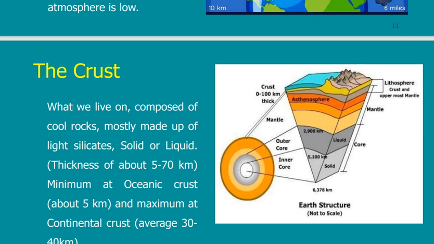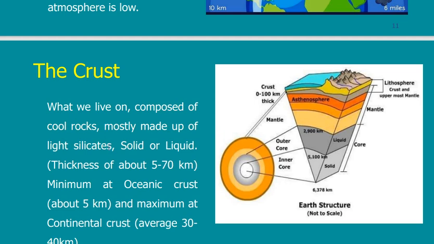The crust is what we live on, composed of cool rocks. Of course, I added the word cool because it is very important; you may be asked what is the coolest layer, meaning cool in temperature. So the coolest layer is the crust, of course. This is composed of cool rock, mostly made up of light silicates.